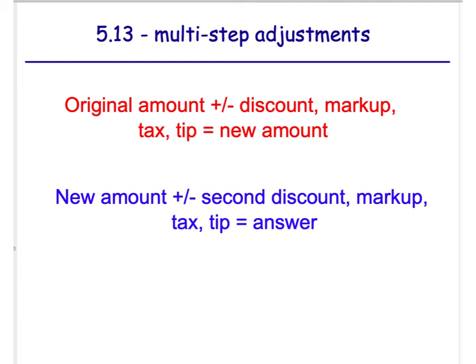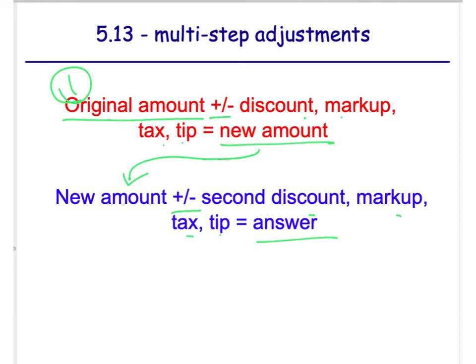Last one is 5.13, multi-step adjustments. Remember, this was a couple different problems. Number one, you take the original amount, figure out the discount, markup, tax, or tip, add or subtract it, get the new amount. Then we use that new amount on the second discount, markup, tax, or tip. Add it or subtract it, and you get your answer.